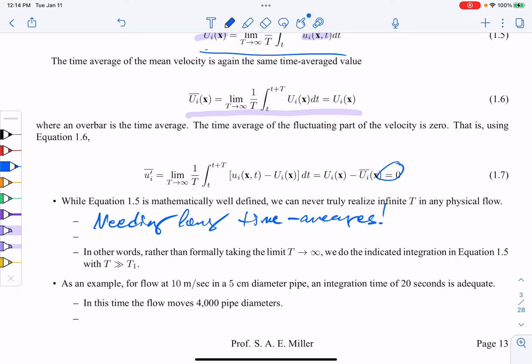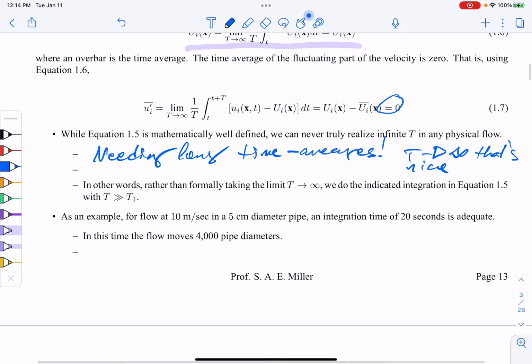So we have to go in there with some idea of how long these averages are going to be. We can't do t to infinity in practice, but it would be nice if we have longer time averages.